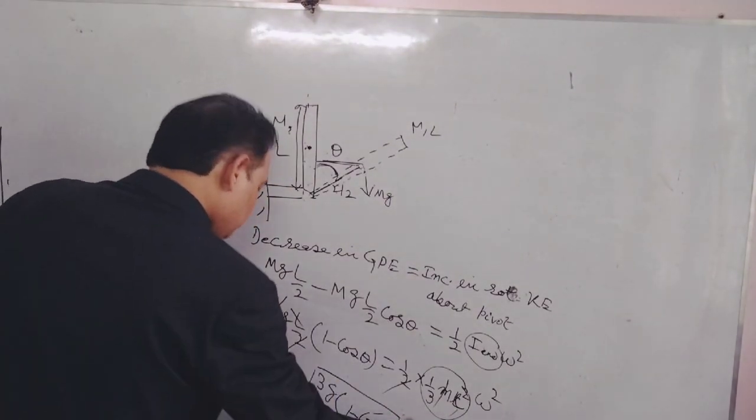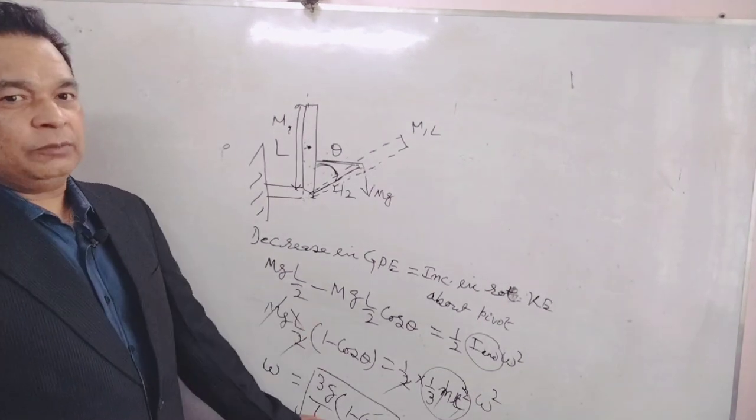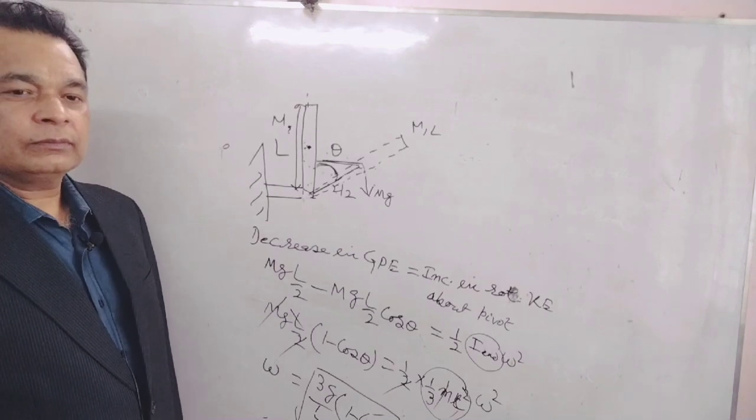square root. From both methods, the value of omega is the same. You can adopt any one, whatever you want.